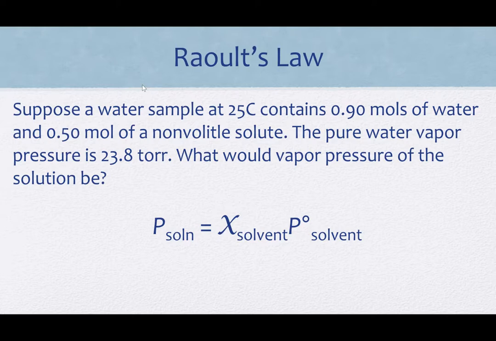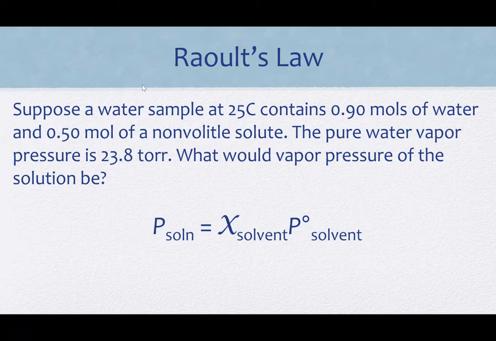Suppose a water sample at 25 degrees Celsius contains 0.9 moles of water and 0.5 moles of a non-volatile solute. Pure water vapor pressure is 23.8 torr. What is the vapor pressure of the solution? Okay. So really, this is a pretty simple plug and chug problem. I would say the hardest part about this problem is this mole fraction. So that's kind of new. So it's probably going to be the most difficult piece of this.